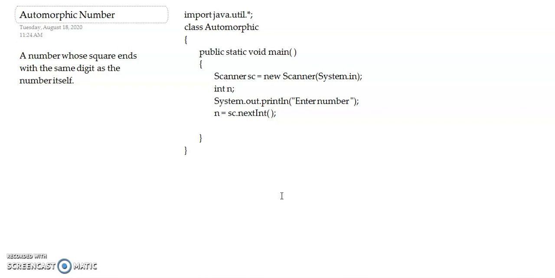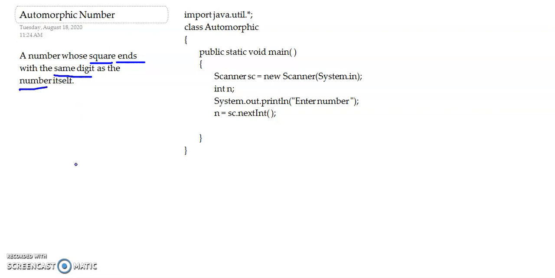In this video, I am going to design a program which will decide whether the entered number is automorphic or not. So first let's clear what is an automorphic number. An automorphic number is a number whose square ends with the same digits as the number itself.